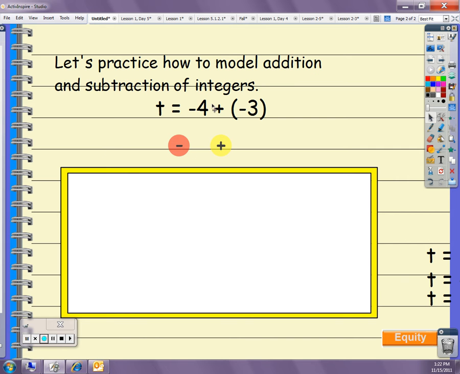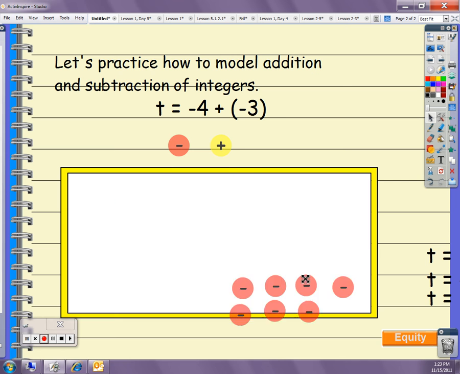Since my equation begins with the -4, I'm going to place 4 negative counters on my equation mat. Then the equation says that we are using addition, so we are going to add 3 more negative counters onto our equation mat. With my original 4 negatives plus the addition of 3 new negative counters, I have a total of 7 negative counters. Therefore, for this equation, t equals -7.